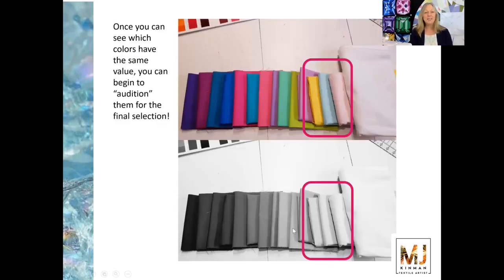Again, once you can see which colors have the same value, you then can begin to audition them for final selection. So obviously these three colors are virtually identical. So I could say, all right, I'm going to take out that yellow. Now, do I like the progression with just the pink in it? Or do I like it with the blue? Or do I like it with the yellow? And you just keep auditioning fabric until your heart says, oh, that's it.